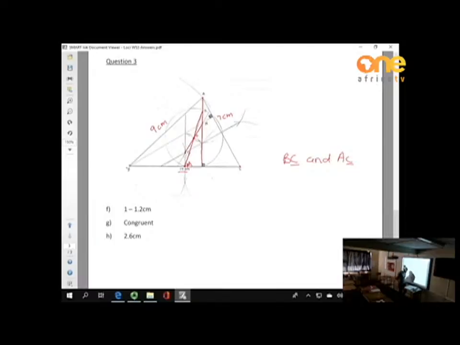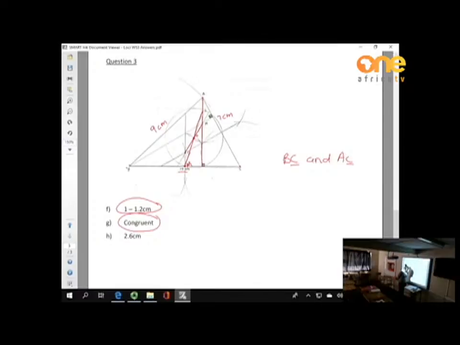And then number F, what do you notice about the length AU, UH and OM? If you measure them, they are between 1 and 1.2 centimeters. What can you say about the triangles OMN and HUN? They are congruent.